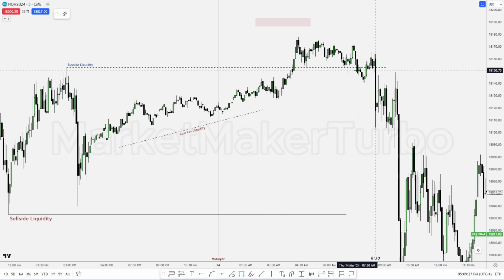And of course you have a mitigation block here. This would be the first entry, short right there. Now this is a displacement. This is a market structure shift right here. Once this low went down like that, that is a market structure shift leading to a SIBI, which this would be the short for 9:30.